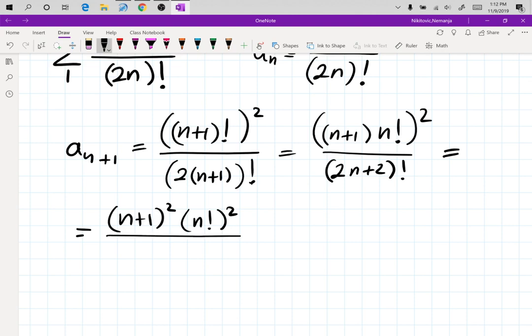And good one. And in the denominator, I need to go back to 2n. So I have to peel off 2n plus 2. I have to peel off 2n plus 1. And then I have my 2n factorial. Right?